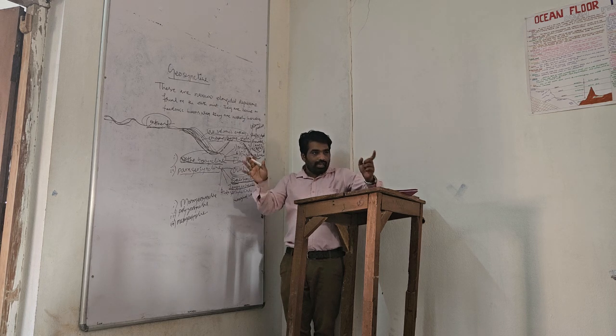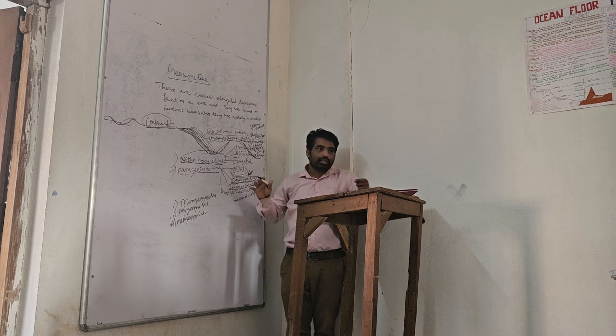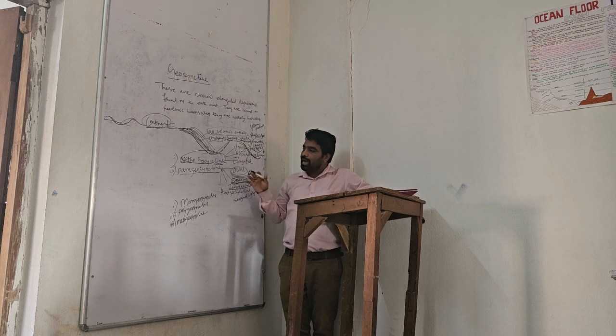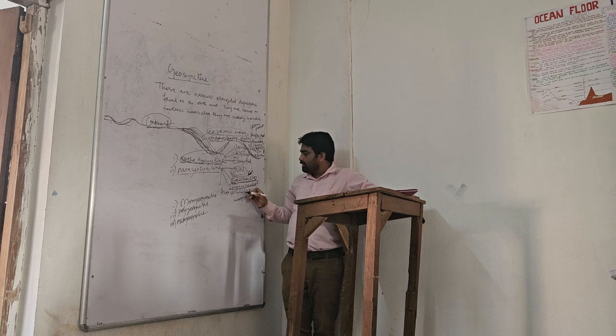Means a basin having marginal upliftment. It is almost oval. It is not elongated. It is oval and located within the continent region. And that is the marginal upliftment. This is what?